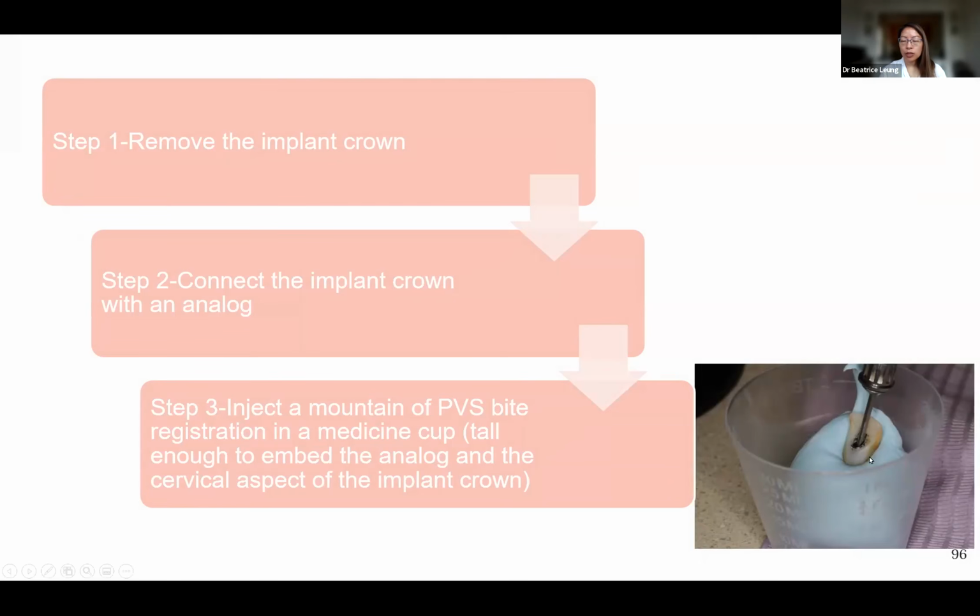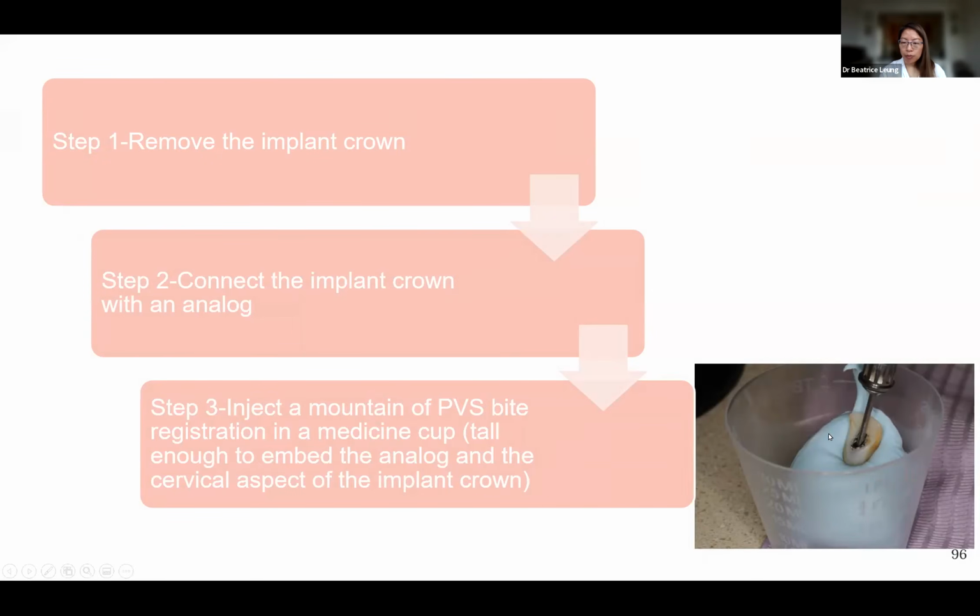So you can see that I just use a medicine cup. I inject a mountain of bite registration material. This is just blue mousse. And before it sets, I embed the whole thing, the temporary crown and the analog, inside this mountain of registration material before it sets.